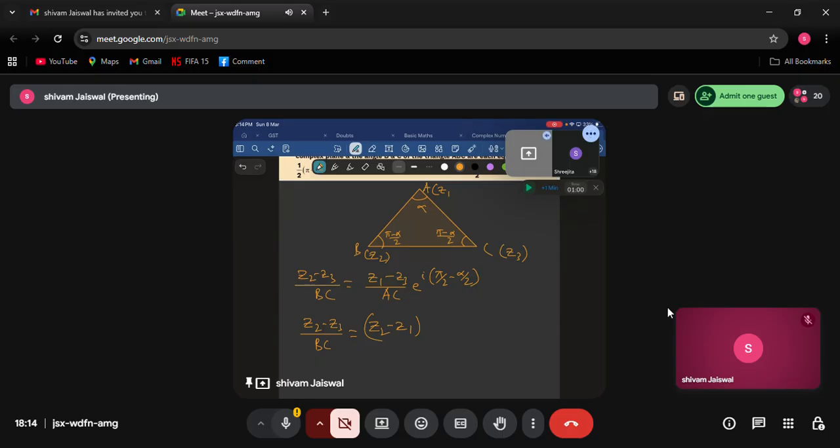divided by AB multiplied by e to power minus of I into pi by 2 minus alpha by 2. Tell me, did you understand this part?